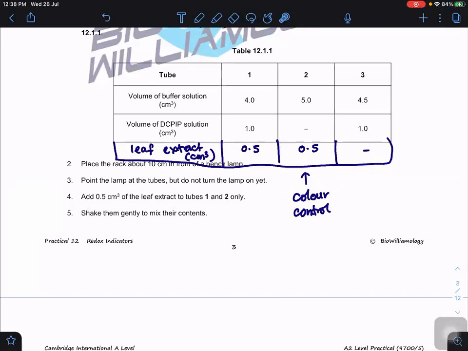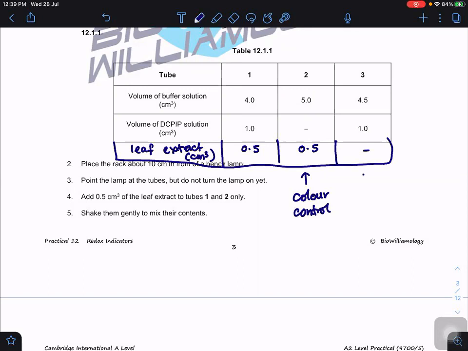And you can see why 5.0? This 5.0 is 4 cm³ of buffer solution plus 1 cm³ as the replacement of the DCPIP. For this 1 cm³ replacement, we cannot use distilled water. As I said, if you put in distilled water, you are going to change the water potential. So we don't use distilled water to replace the DCPIP, but we use buffer solution to replace it. So you can see that 4 plus 1 gives you 5 here. Are you clear?